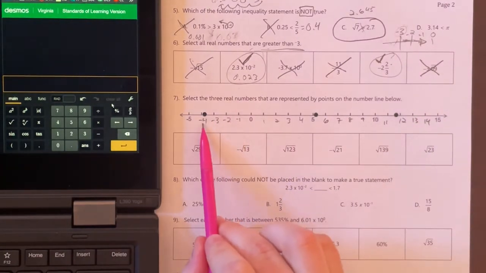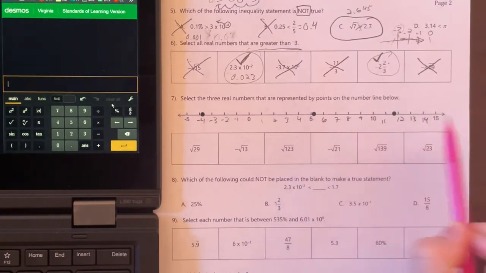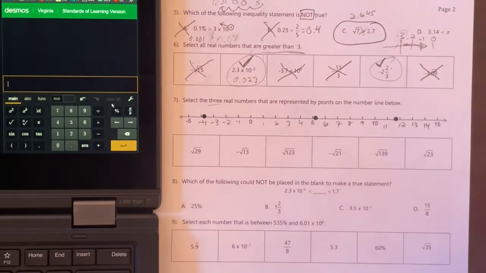Well, I'm going to have a number that's between -3 and -4, a value between 5 and 6, 11 and 12, and I'm good. So I'm looking for 3 numbers that work out. So let's see.